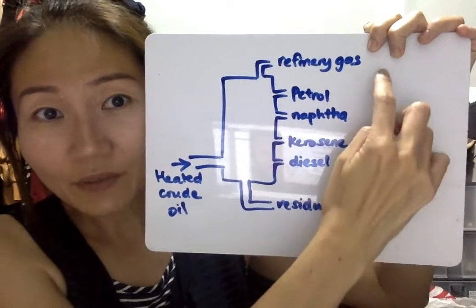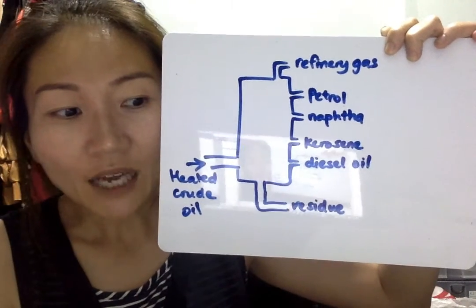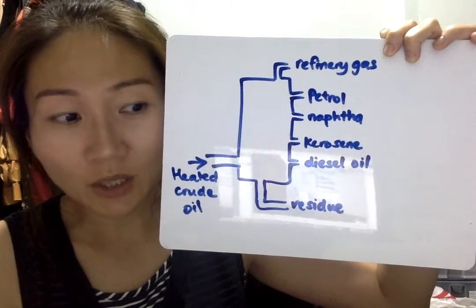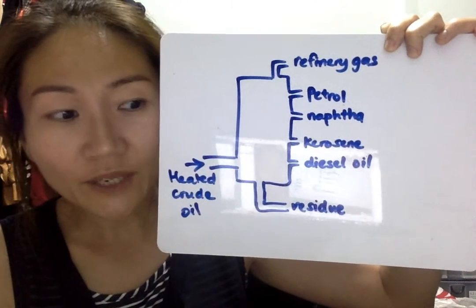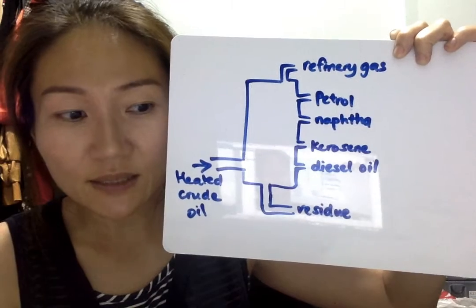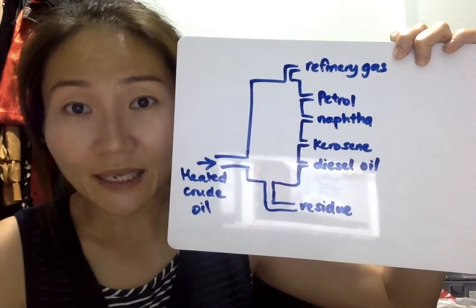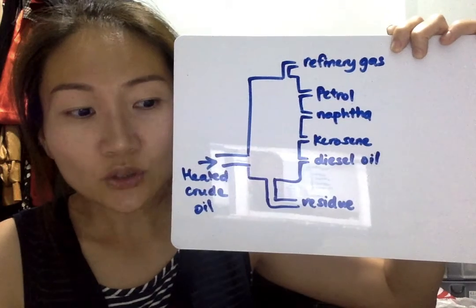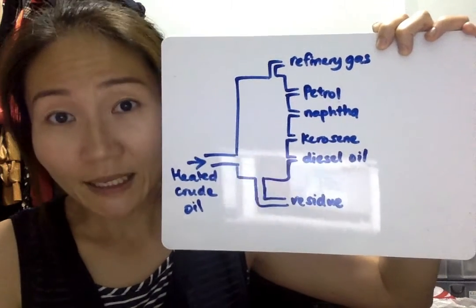So starting with the refinery gases, they have carbon chain lengths between 1 to 4 carbon atoms per molecule. Their boiling point range is less than 40 degrees Celsius. You have gases like methane, propane, and butane. These gases are used for heating and cooking.